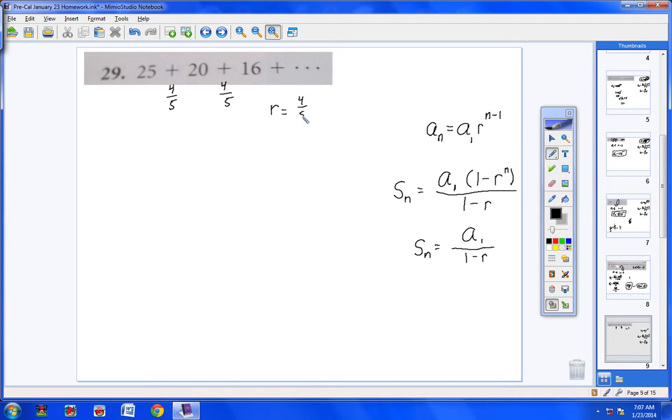Now notice in number 29 they tell us to find the sum, but do they tell us how many terms that we're adding together? No, they don't. So if they're not telling us how many terms that we're adding together, then we're going to have to use this formula right here, which is the formula for finding the sum of an infinite geometric series. All right, so we do not need these. Let's get rid of them.